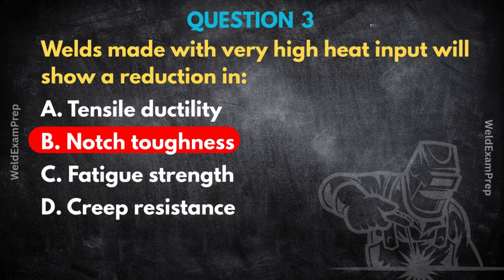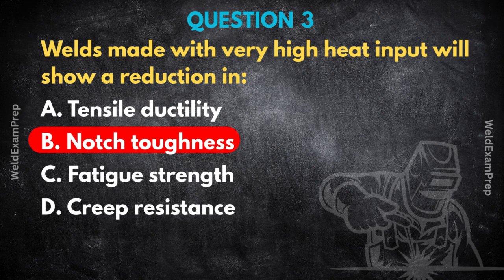Coarse grains are like big, clunky blocks. Cracks can travel through them or along their boundaries much more easily. So bigger grains mean weaker resistance to cracking. Especially brittle cracking, yes. And notch toughness is specifically the material's ability to resist fracture when there's a notch or a stress concentration present. Like a sharp corner or maybe even a small defect.